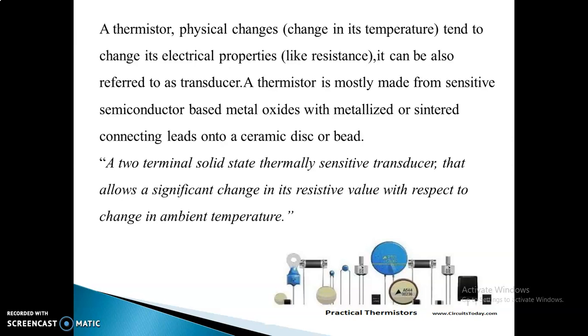Moreover, it is made up of a semiconductor based metal oxide with metallized or sintered connecting leads onto a ceramic disc or bead. And what is the definition of this thermistor? It is a two-terminal solid-state thermally sensitive transducer. It allows a significant change in resistance with respect to changing temperature.